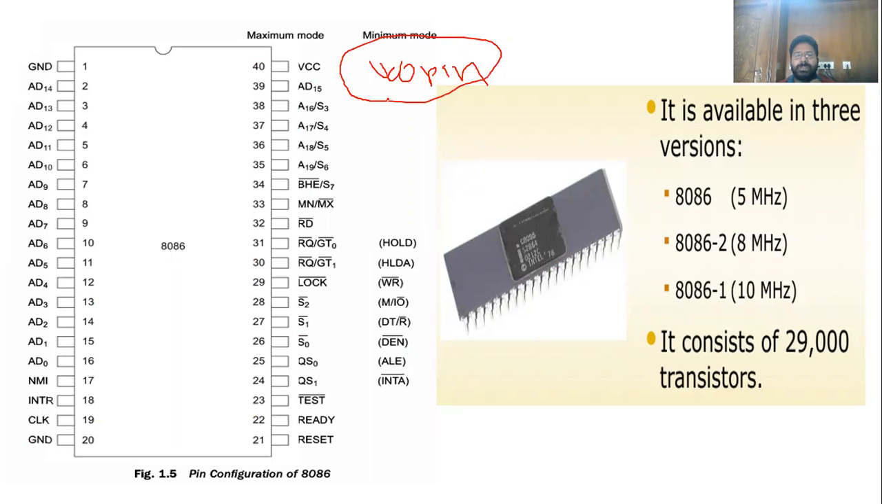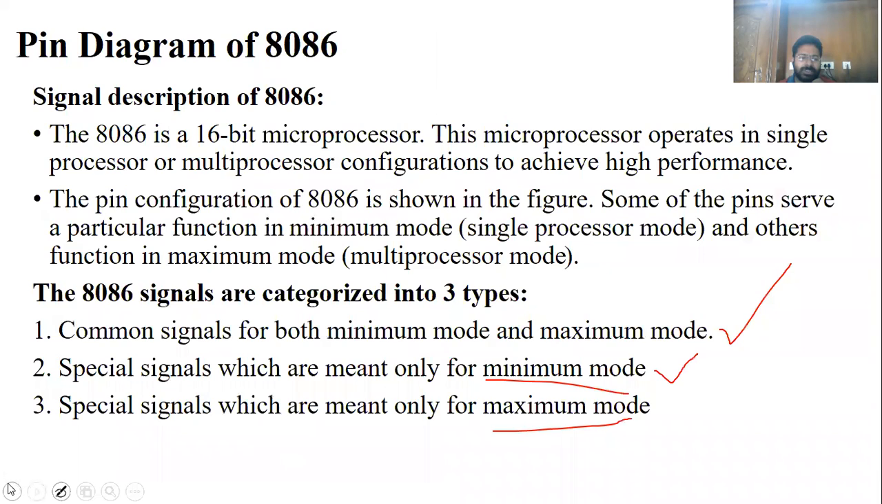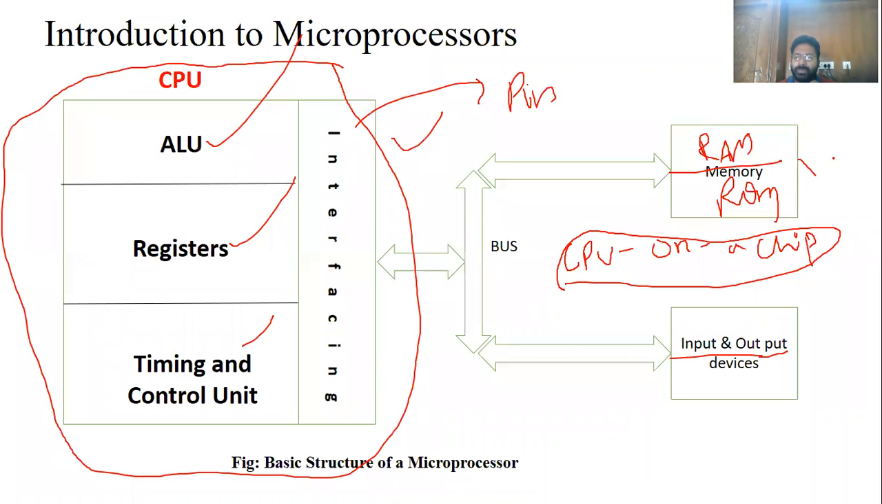Out of these 40 pins, you are able to connect each and every memory device, and at the same time input output devices. What is the memory size of the microprocessor? 2 power 20, which is 1 MB. What is the size of the input output devices? It is only 2 power 16, which is only 64 KB.